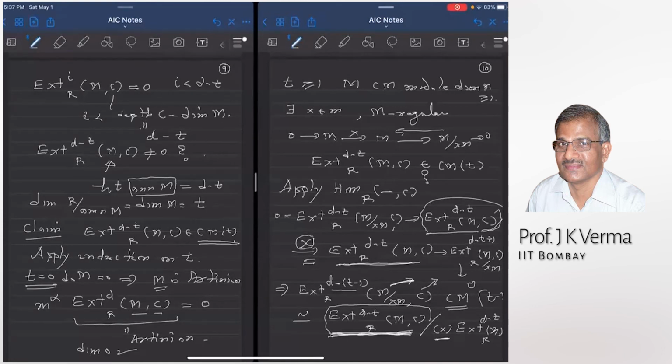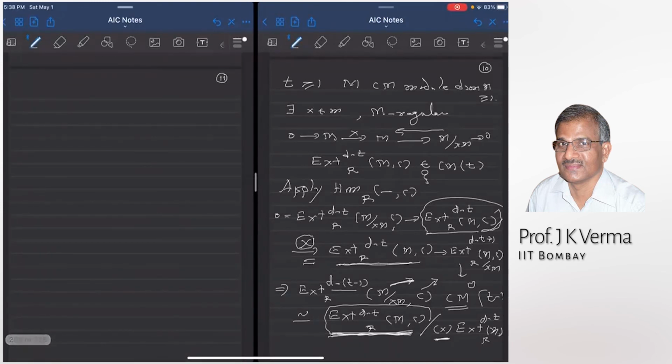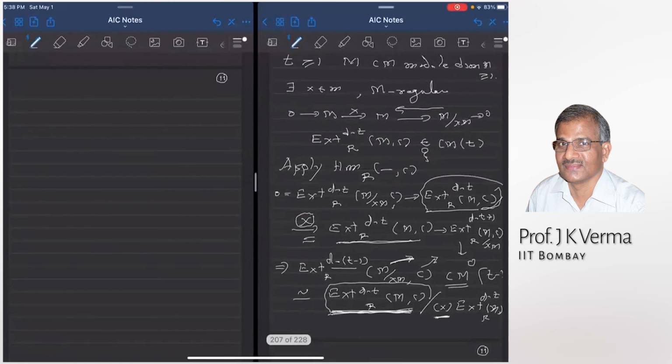Is this clear? How induction has given. Any doubts on this? These are very subtle arguments. Shall we proceed? Any doubts? See, I cannot see any participant, so you have to speak.